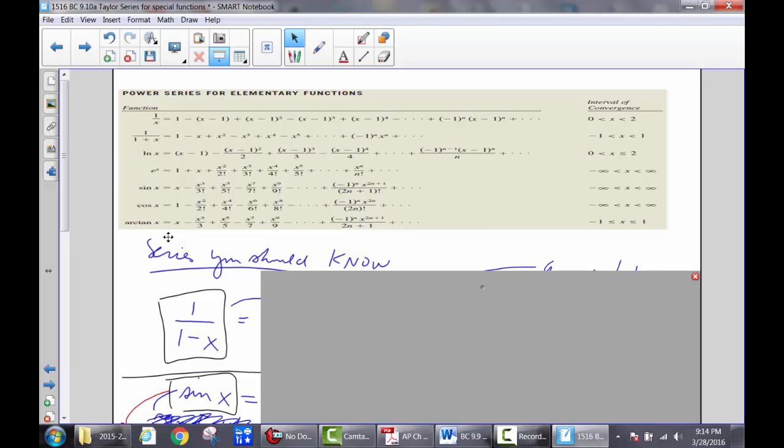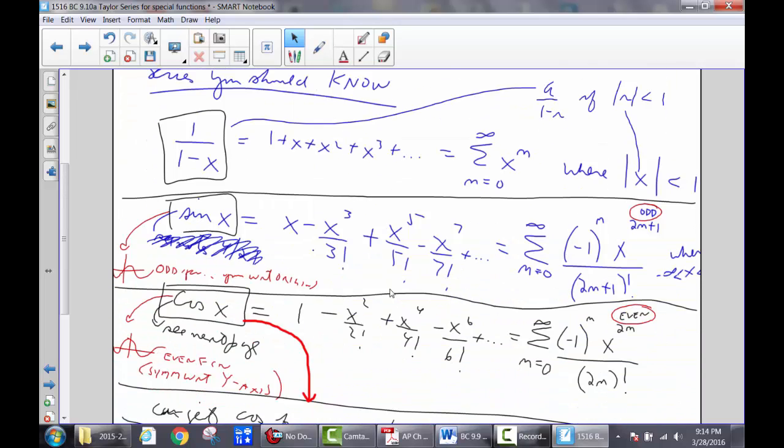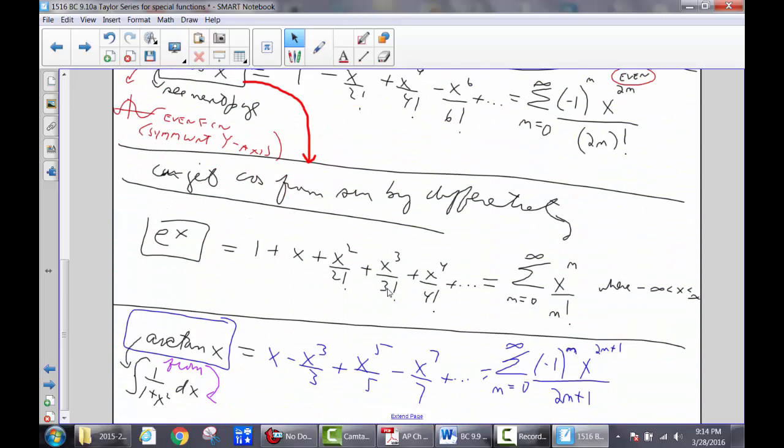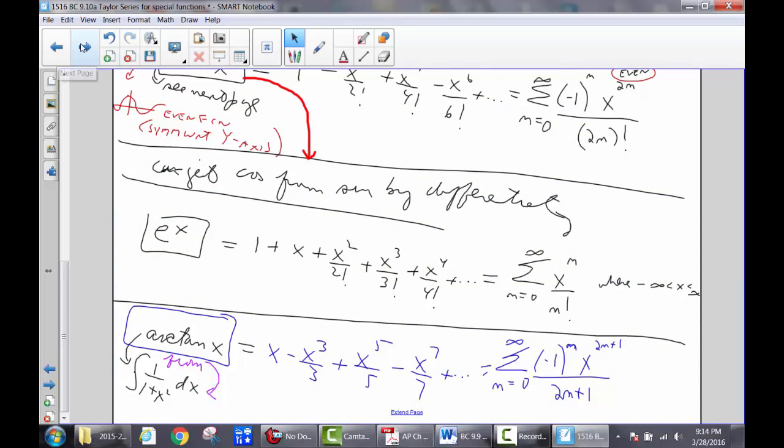And people often look at sine x and arctan and go, aren't they the same? But don't forget, these are factorials in the denominator, these are not. So these are the ones that I think you should know: 1 over 1 minus x, sine x, cos x, e to the x, and arctan x.